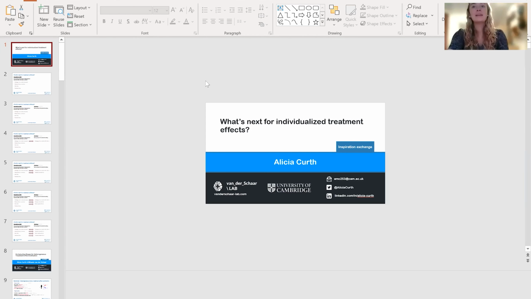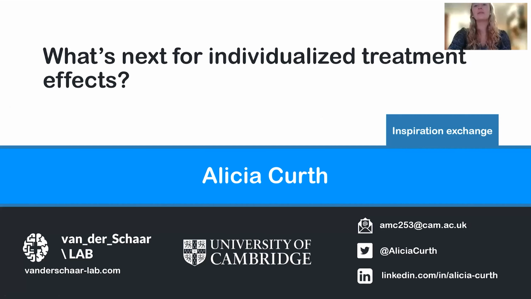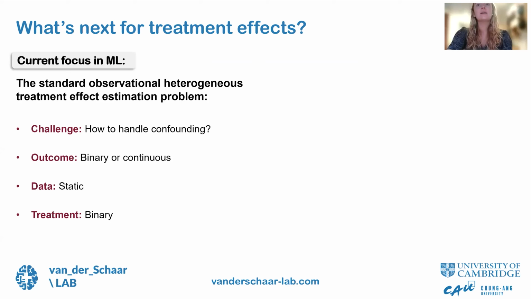Hi, everyone. My name is Alicia. I just finished my first year as a PhD student with Mihaela, and I've been focusing so far on individualized treatment effect estimation. So today we will look at some of the work that I've done in my first year. And as Mihaela just said, there's been quite some work in treatment effect estimation in the machine learning literature. However, it has been quite focused on one problem, namely the standard observational heterogeneous treatment effect estimation problem, where the main challenge has been framed as one of how to handle confounding. The outcome has been binary or continuous, the data has been static, and the treatment has been binary.